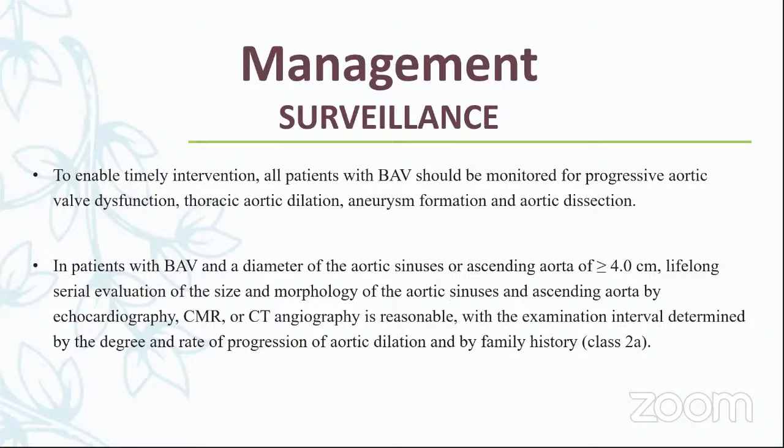So how can we manage the patient with the bicuspid aortic valve? To enable timely intervention, all patients with bicuspid aortic valve should be monitored for progressive aortic valve dysfunction, thoracic aortic dilatation, aneurysm formation, and aortic dissection. In patients with bicuspid aortic valve and a diameter of the aortic sinuses or ascending aorta of more than or equal to 4 centimeters, lifelong serial evaluation of the size and the morphology of the aortic sinuses and the ascending aorta by echo, cardiac MRI, or CT angiography is reasonable, and this is a class 2A indication.